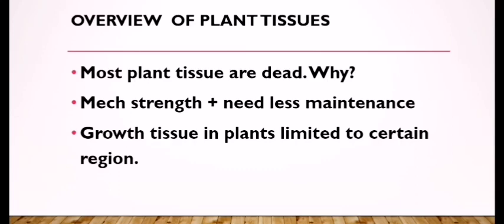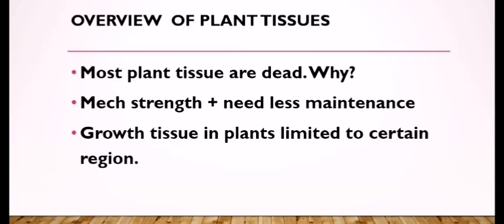Let's see why most plant tissues are dead. We see animal tissue, most animal tissues are living. But why are most plant tissues dead? They are dead because they cannot move from one region to another. They do not have to move from one region to another, which means they will need less maintenance and they need more mechanical strength. Because they need more mechanical strength, they need support. Most of the plant tissues are dead. And the growth tissues in plants are limited to a certain region. After a certain limit, they will not grow.